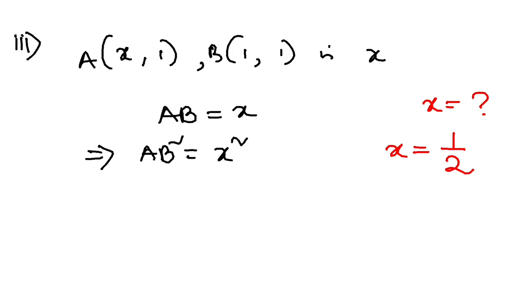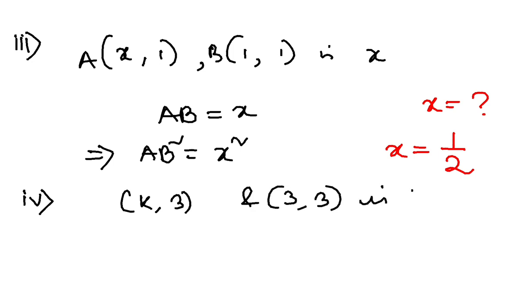Okay, now number 4, again a very similar question. This time the distance between (k, 3) and (3, 3) is k, and you have to find the value of k. So same kind of approach, as you know, this will be your A, this will be your B. So your AB is k, so AB squared is k squared.